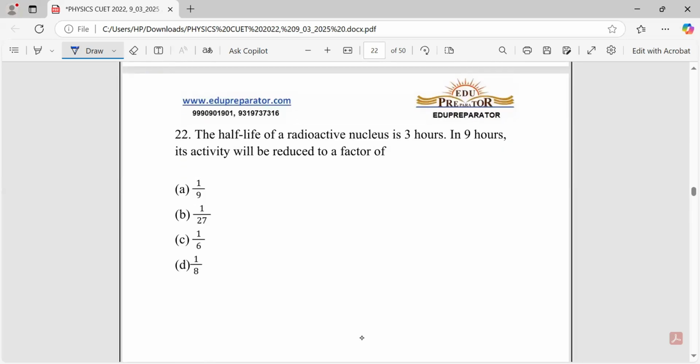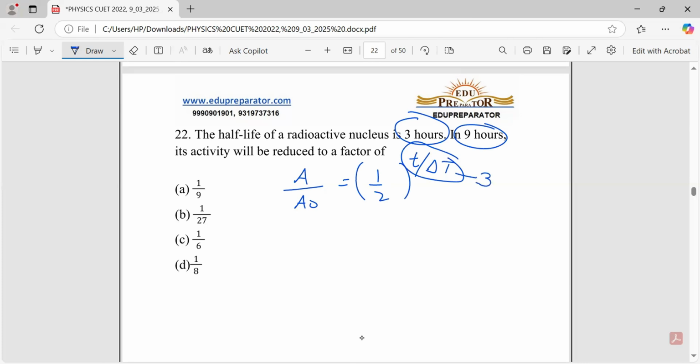Let us move to question number 22. This question, though you have not done it in class 12th physics in nuclei, is first order kinetics, so we take the help of chemical kinetics. We know that the amount of radioactive substance upon initial amount is equal to half raised to the power time by half-life. The question says the half-life is 3 hours and the total time is 9 hours. So this factor will be equal to 3. Half raised to the power 3 is 1 by 8. So you have D as the answer.